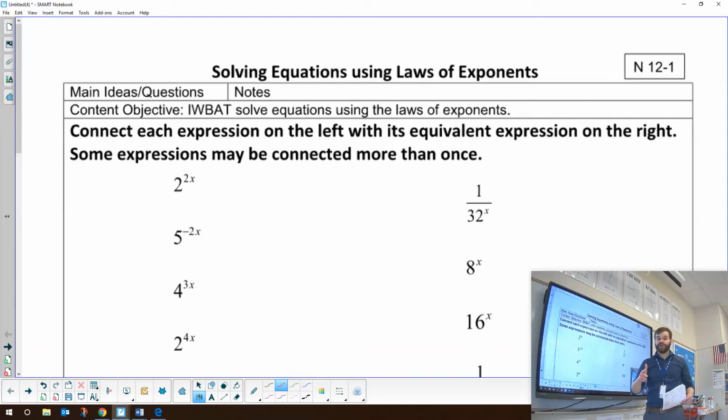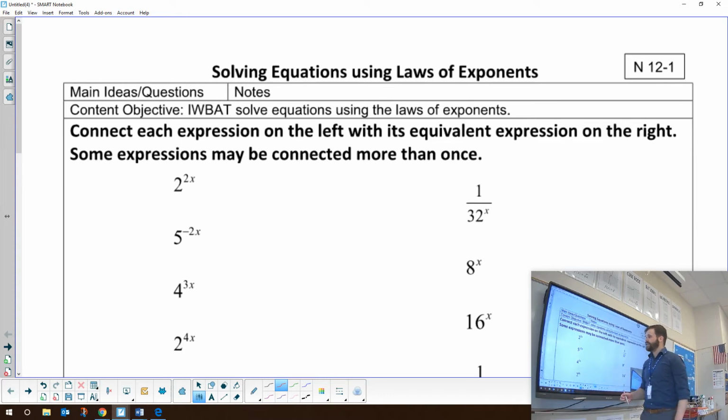Hey guys, we're starting a new unit, and the unit's all about logarithms. But before we really get into logarithms, we need to talk about solving just using exponents. So we're going to practice some of our exponent skills, go back over those laws of exponents, and use them to solve some equations today.